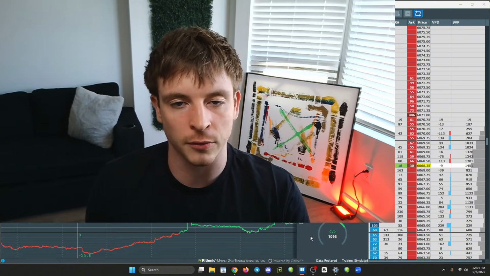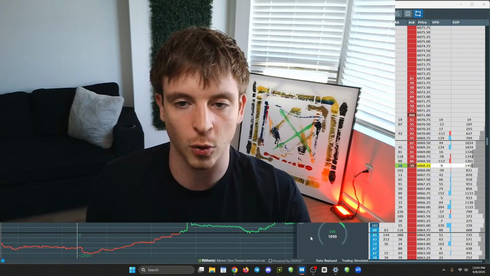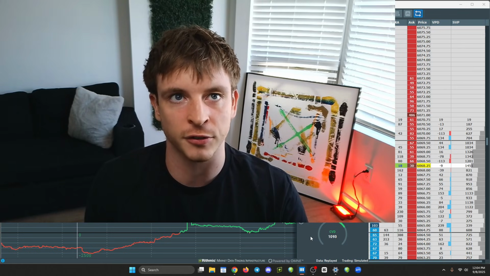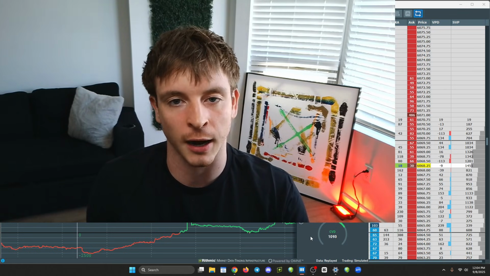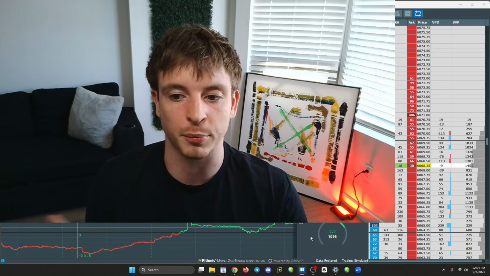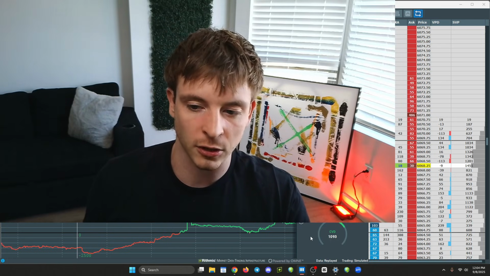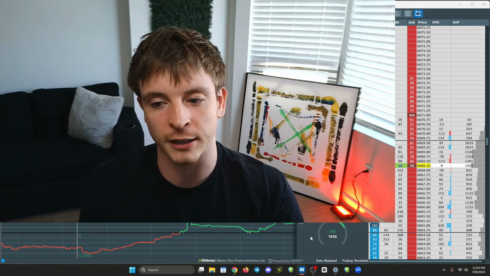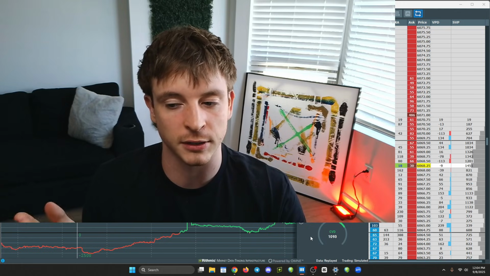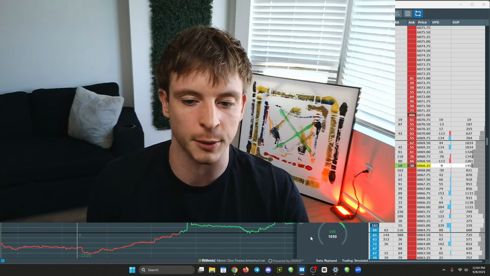Now, obviously, all of those examples are formed intraday. So these are not LVNs that I've picked out from the higher time frame profile or the previous profiles. These are obviously formed intraday on the RTH profile for all of these examples.